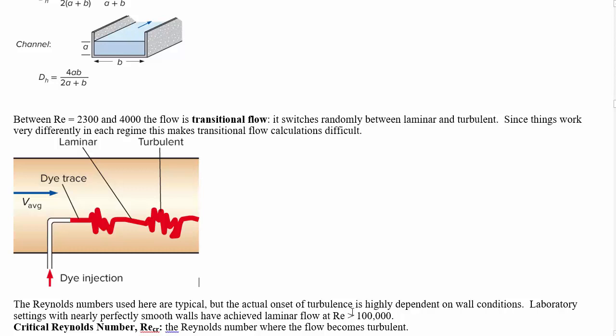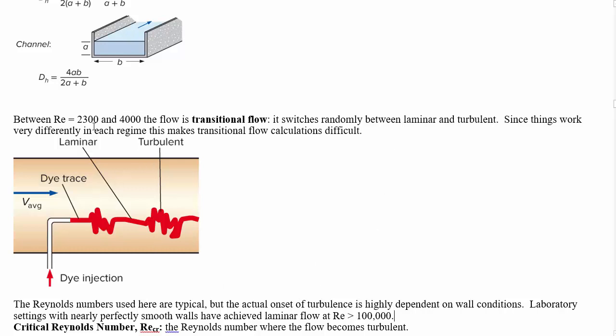If you have extremely smooth walls and very careful control of the entrance flow, like you can achieve in certain laboratory conditions, people have been able to get laminar flow in a pipe at Reynolds numbers above 100,000. Great. The critical Reynolds number is the name of the Reynolds number where the flow becomes turbulent. So for this typical case that we're taking up here, the critical Reynolds number is 4000. You can assume that's going to be true for flow inside of a pipe unless you're told otherwise in a question.